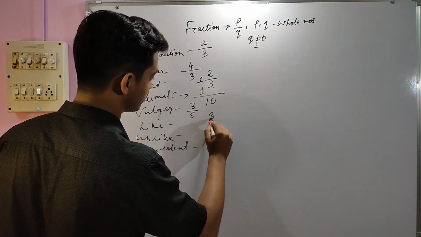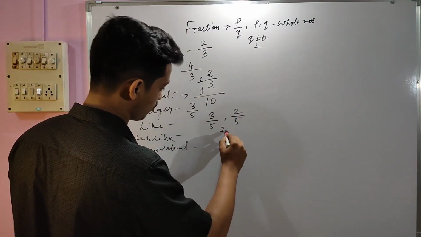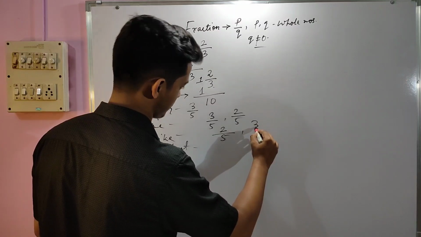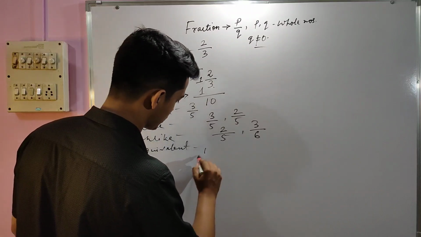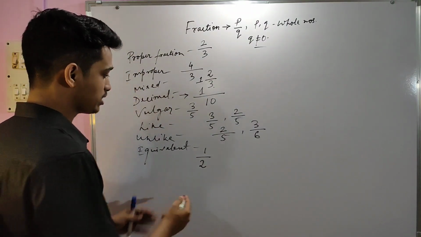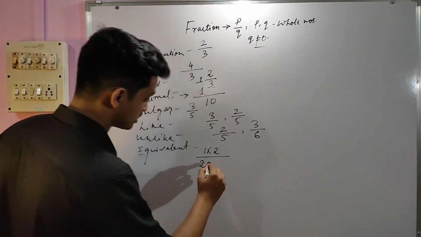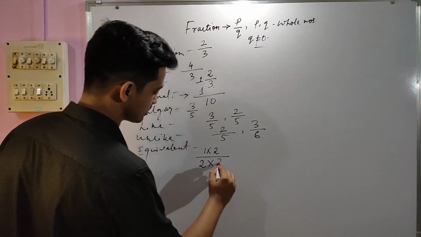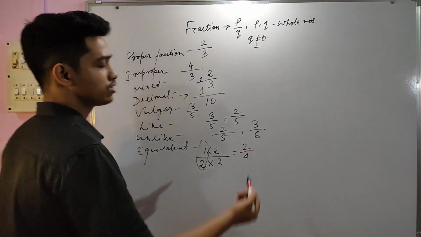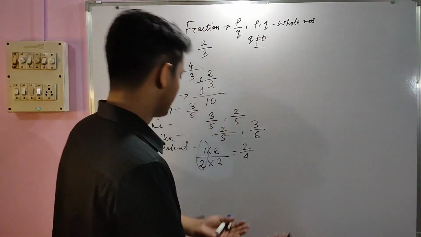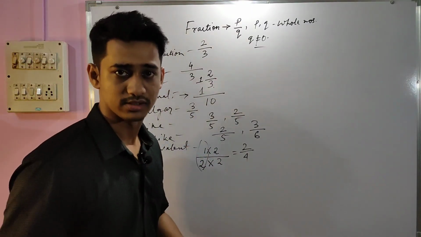Like fraction is what? Where the denominators are absolutely same. Unlike fractions are where the denominators are not same in a fraction. Let's say 3 by 6. Equivalent fraction is what? Let's say 1 by 2 is here. What is the equivalent fraction of 1 by 2? We have to just multiply a common number in the numerator as well as in the denominator. So the equivalent fraction of 1 by 2 is 2 by 4. You can find many more equivalent fractions of 1 by 2 and any other fractions, right?